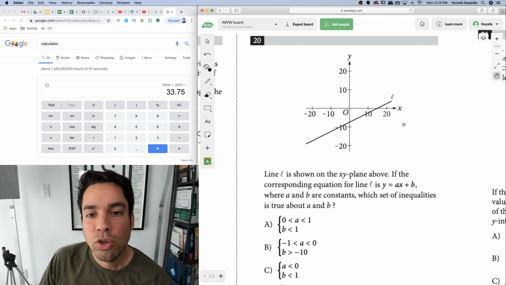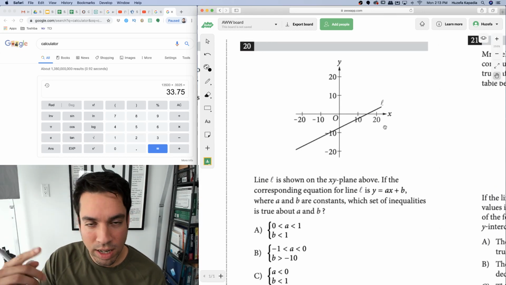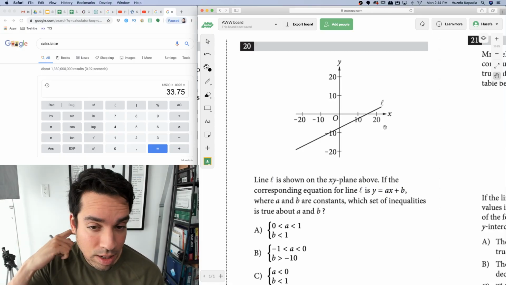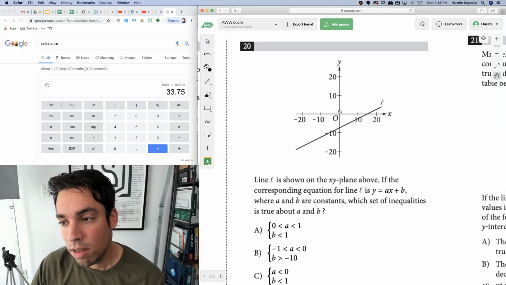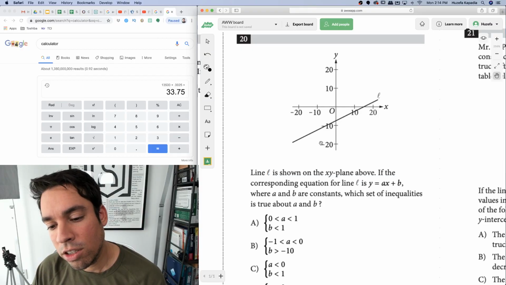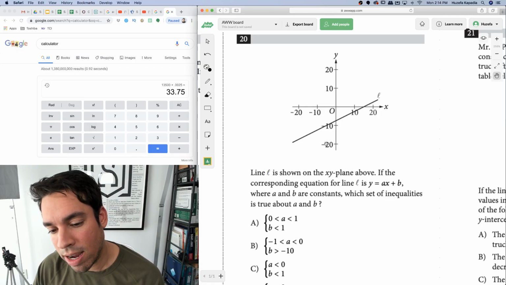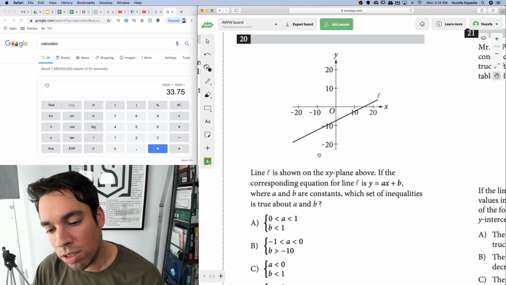Okay. 20. That is one that I like. I remember I said I saw some of these before. I didn't see that one before. That was a guesstimate. Line L is shown on the xy plane above. If the corresponding equation for line L is y equals ax plus b, where a and b are constants, which set of inequalities is true about a and b?